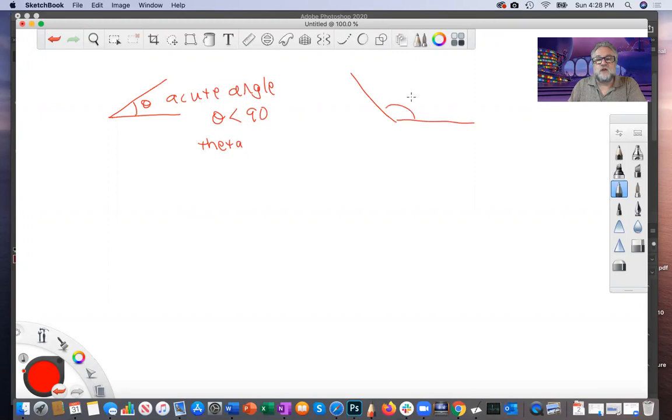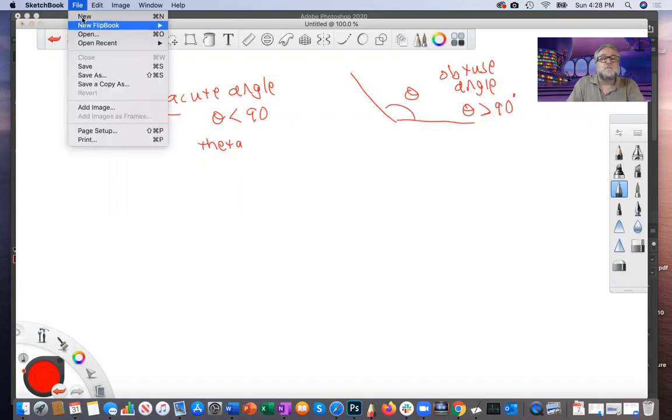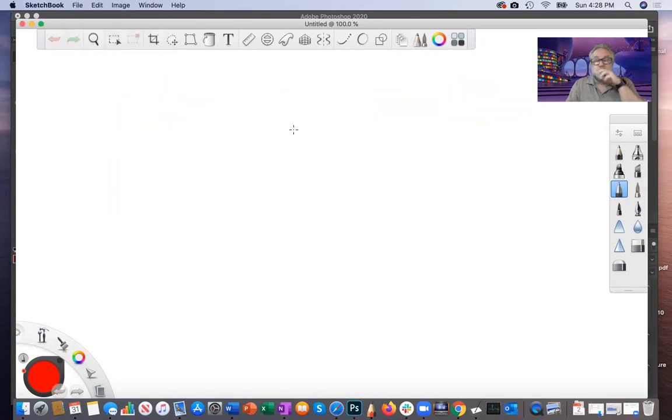An obtuse angle like this is an angle that's greater than 90 degrees. So we'll be exposed to both, but we'll usually be using acute angles with our trigonometric functions. And so there you go.